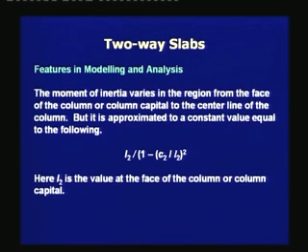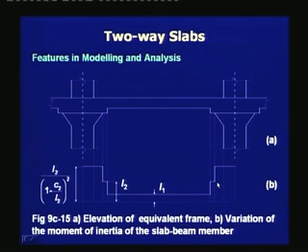What values to be picked up is recommended by the code: since the moment of inertia varies in the region from the face of the column or column capital to the center line of the column, it is approximated to a constant value equal to the following: I2 divided by (1 minus C2 divided by L2) whole square. Here I2 is the value at the face of the column or column capital. Let us understand the recommendation with the help of a sketch.